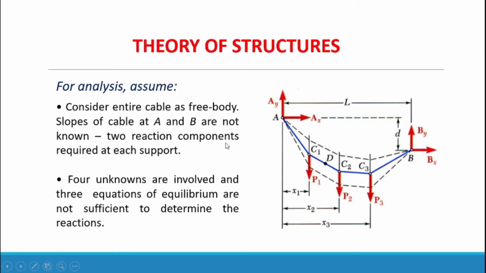We have two reaction components required at each support. At point A, we have two reactions, A of X and A of Y, or horizontal and vertical reactions. And at point B, we have two reactions, horizontal reaction B of X and vertical reaction B of Y. So we have four unknowns involved, and three equations of equilibrium are not sufficient to determine the reactions. The three equations of equilibrium are composed of summation of moment, summation of forces along x, and summation of forces along y, and equate that to 0.